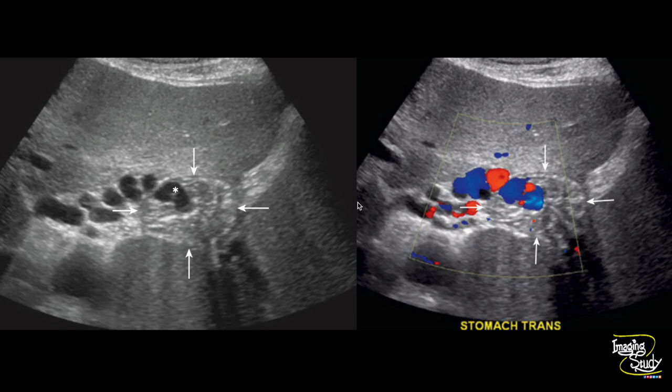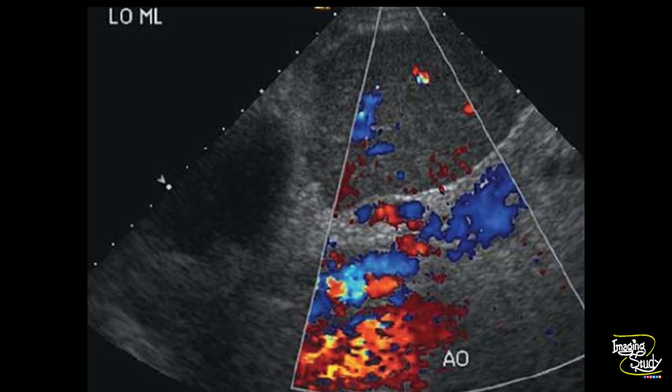Here you can see the oblique view of the stomach showing multiple anechoic structures along the lesser curvature, some of which are located within the wall of the stomach. On color Doppler, you can see flow within these structures, confirming it as a case of portosystemic collaterals and gastric varices.